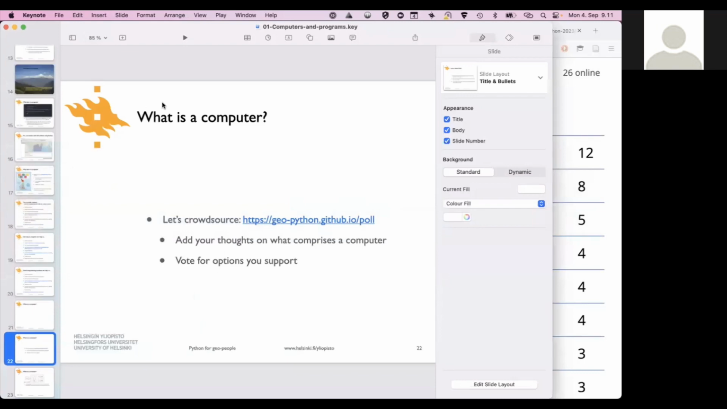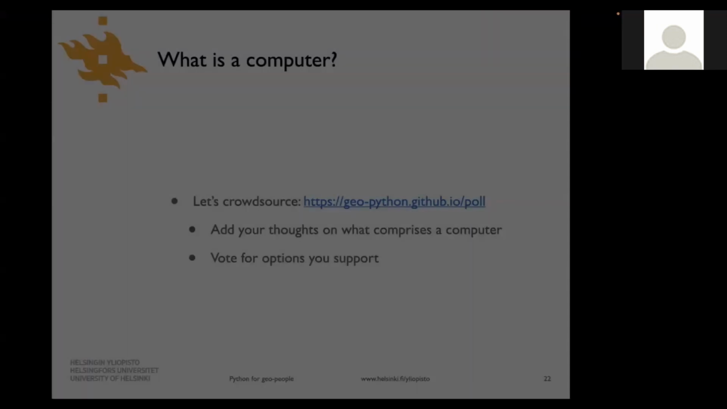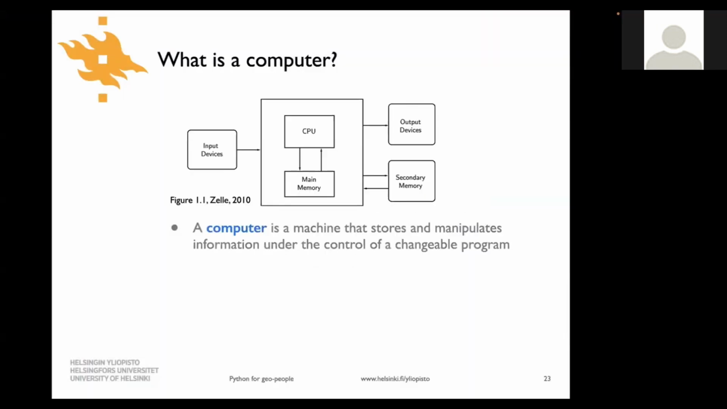And if we jump back to the slides for a second here, what we can see in the definition that a computer scientist would give is it's a machine that stores and manipulates information under the control of a changeable program. So that's why I kind of like this programmable machine idea, because that is basically quite similar to what this is saying.